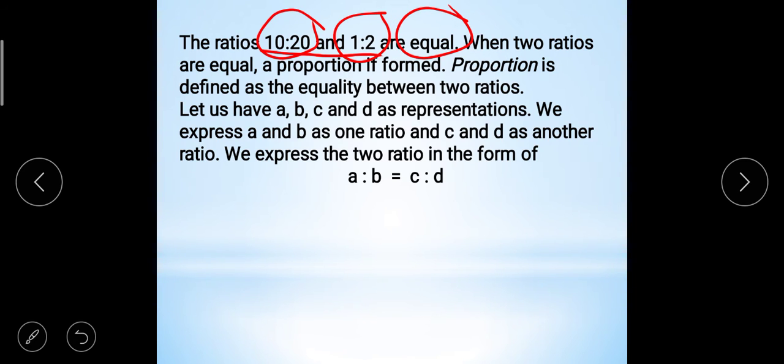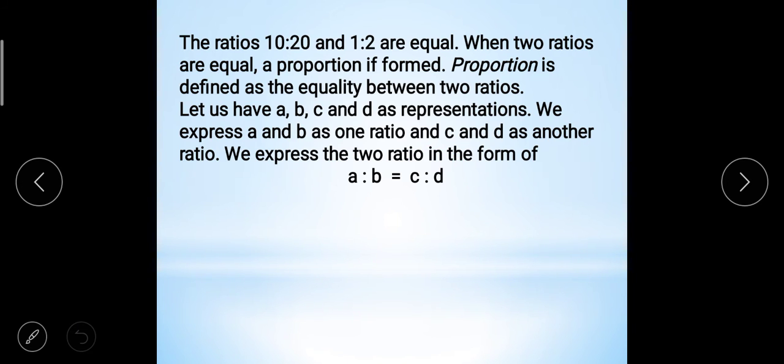When two ratios are equal, a proportion is formed. Proportion is defined as the equality between two ratios. Let us have A, B, C, and D as representations. We express A and B as one ratio or our first ratio, and C and D as another ratio. Okay, so ganito natin siya isusulat. A and B yung unang ratio, C and D yung second ratio natin.